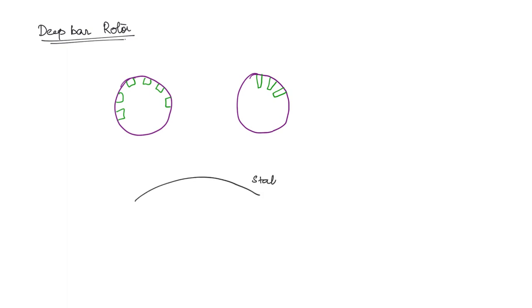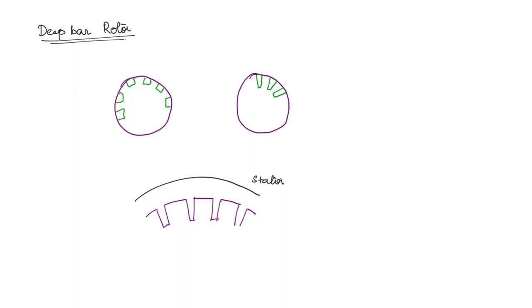So here how it is going to be, if this is the rotor, then usually let us say the rotor bars are arranged like this. Okay. In deep bar rotor, what is going to happen? The conductor bars are going to extend deep inside the rotor. So what is the advantage of this? Say this is the stator and the rotor is here. The conductor bars are going to be placed here.